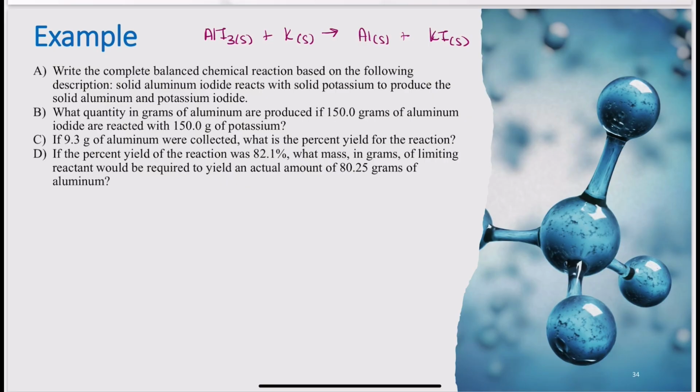Let's balance this reaction out. I see that I have 3 iodine on one side, so I need 3 on the other. This gives me 3 potassium on the product side, so I need 3 potassium on the reactant side. And I have 1 aluminum on each side, so that is balanced out correctly. What is part B? So you got part A, part B. What quantity in grams of aluminum are produced if 150 grams of aluminum iodide are reacted with 150 grams of potassium? Okay, it's got 150 grams of each.